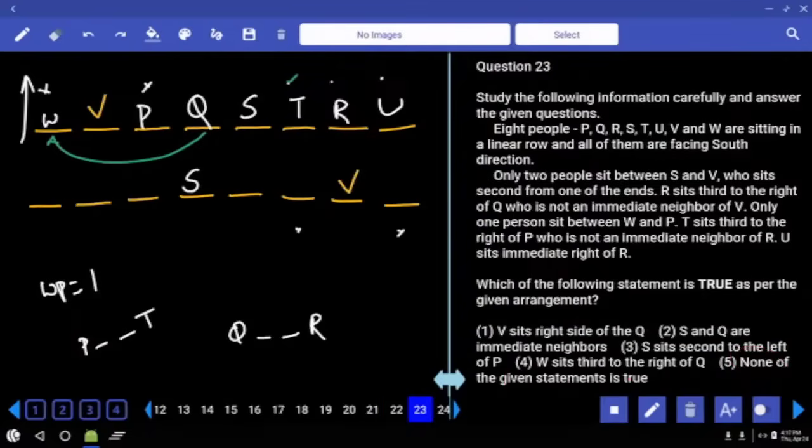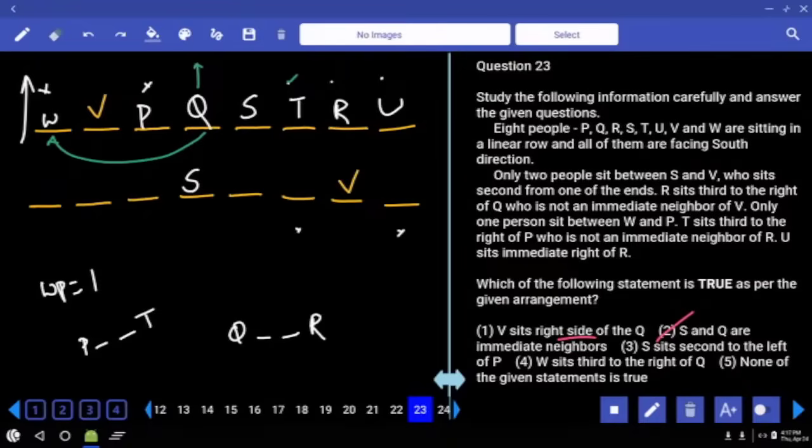Then 23, which of the following is true? V sits right side of Q. V is to the right of Q, true or false? V is to the left of Q. Then S and Q are immediate neighbors. That is true. Then what is your answer? Choice 2. Is there any change in the question?